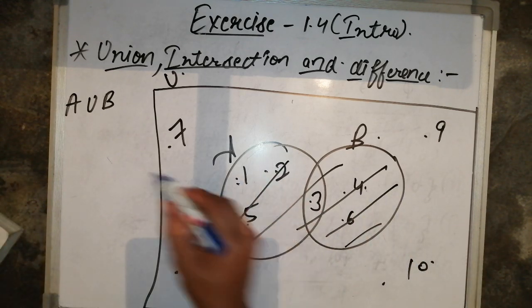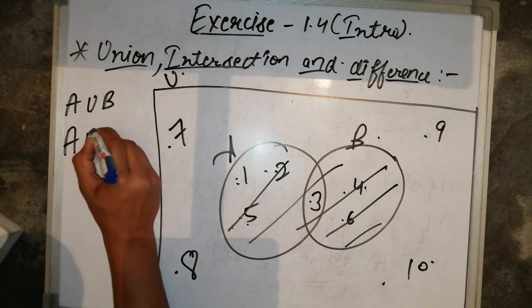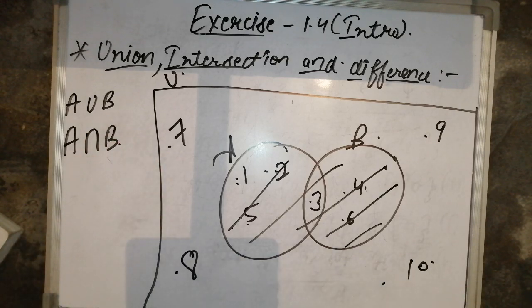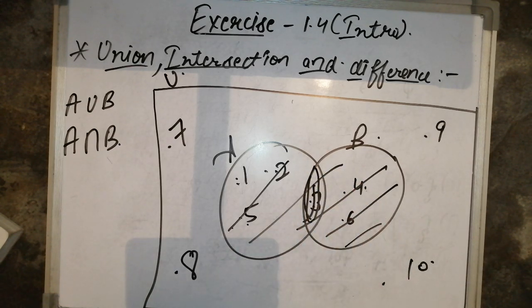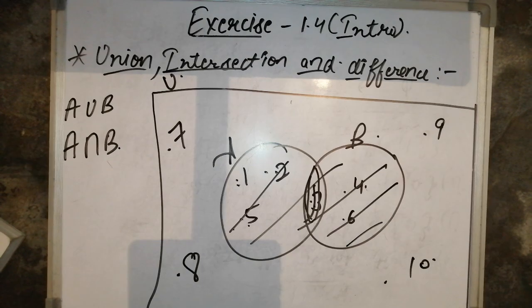And if we talk about intersection, A intersection B, the only element which is present in both of the sets is 3, which is this, okay? Students, note that in intersection only the element which is present in both the sets is taken, no matter whether it is single or two or any other number, okay? Let's talk about difference.